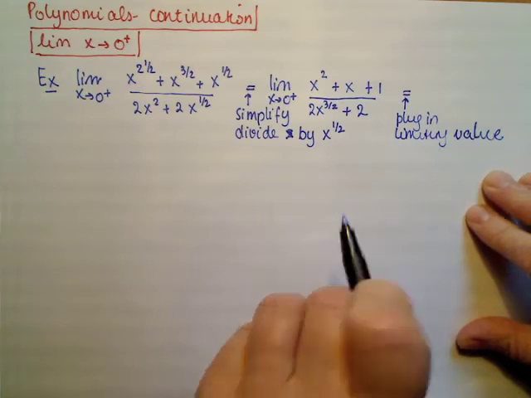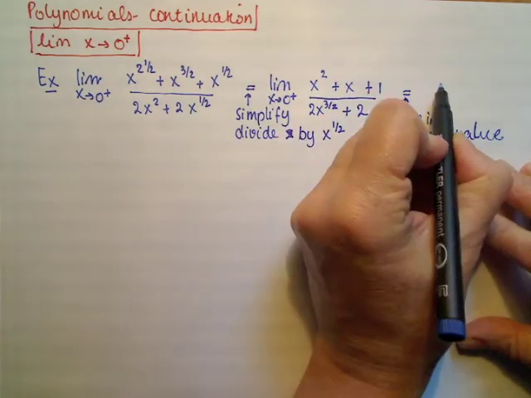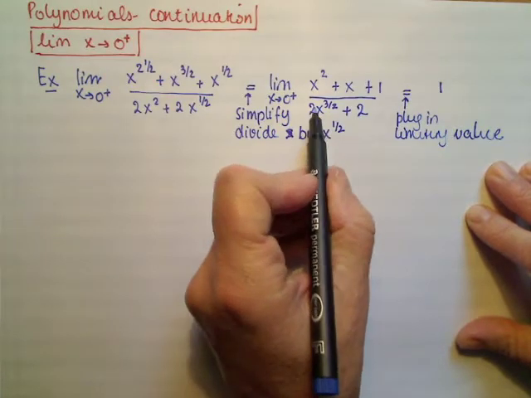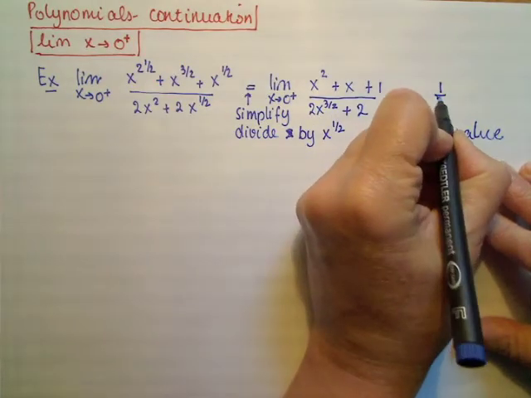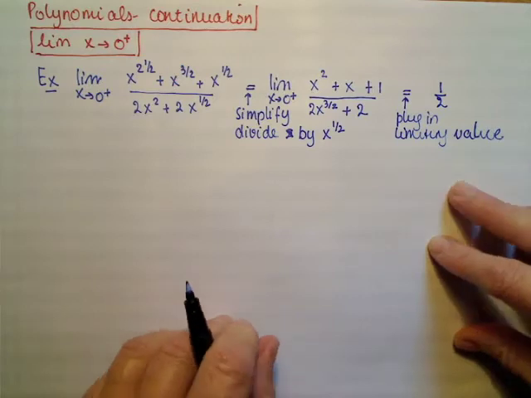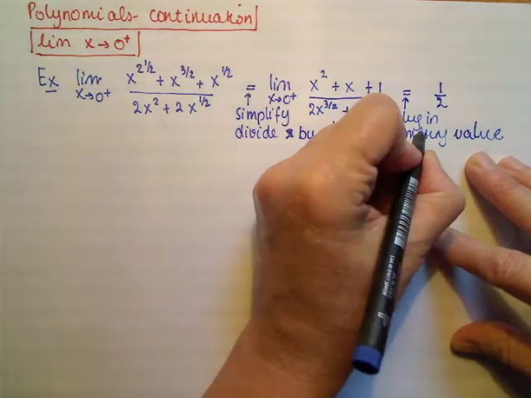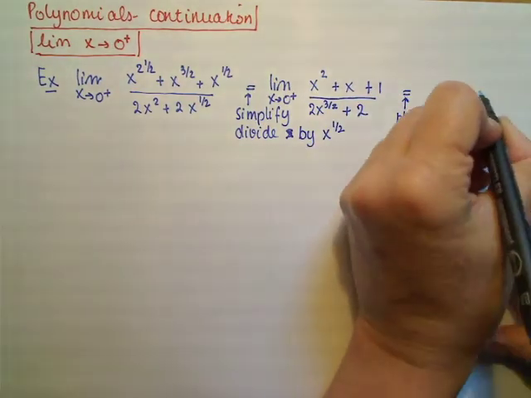Now what happens here? We get 0 plus 0 plus 1. And in the denominator we get 2 times 0 plus 2, which is 2. So if we plug in the limiting value, we get 1/2, and this is in fact the limit.